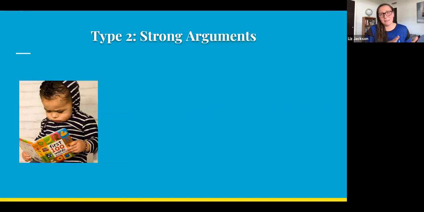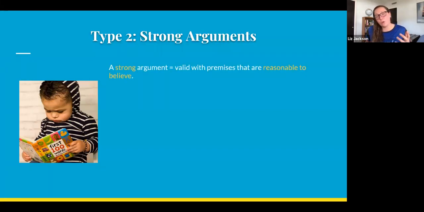So this limitation brings us to type 2 of ways an argument can be good. And this is the type of argument that Feldman talks the most about. This is what Feldman calls strong arguments. So I'm just going to keep using Feldman's terminology here. A strong argument is valid and has premises that are reasonable to believe.